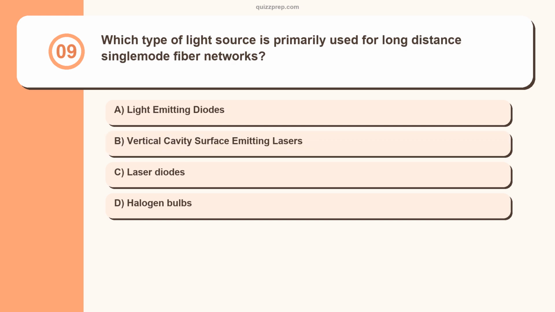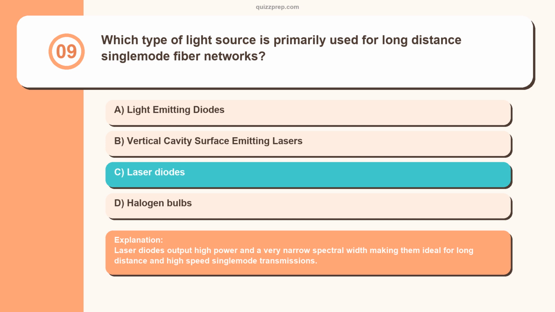Question 9. Which type of light source is primarily used for long-distance single-mode fiber networks? Light-emitting diodes, vertical cavity surface-emitting lasers, laser diodes, halogen bulbs. Laser diodes output high power and a very narrow spectral width, making them ideal for long-distance and high-speed single-mode transmissions.